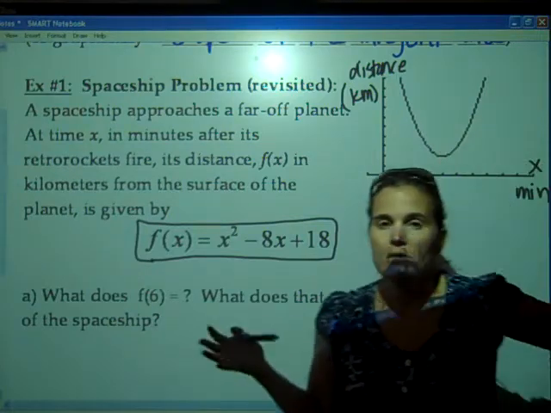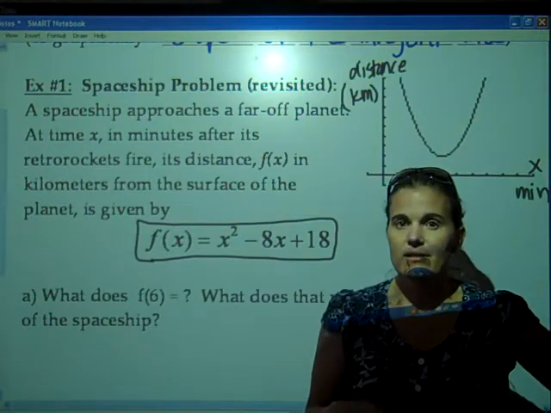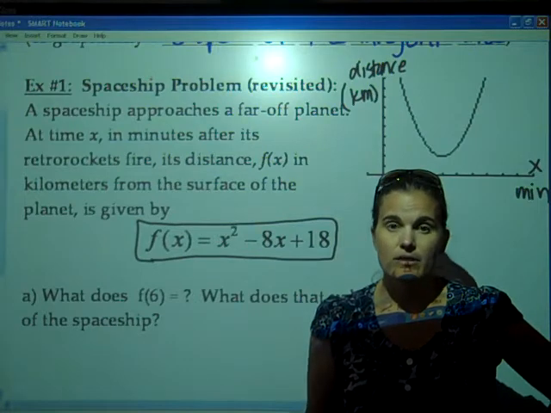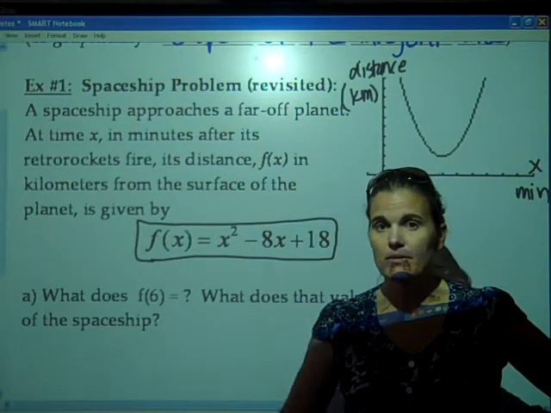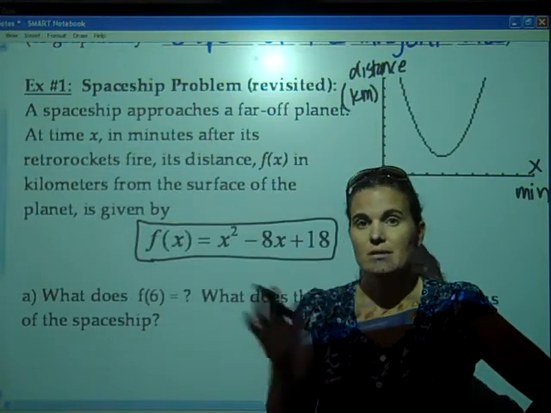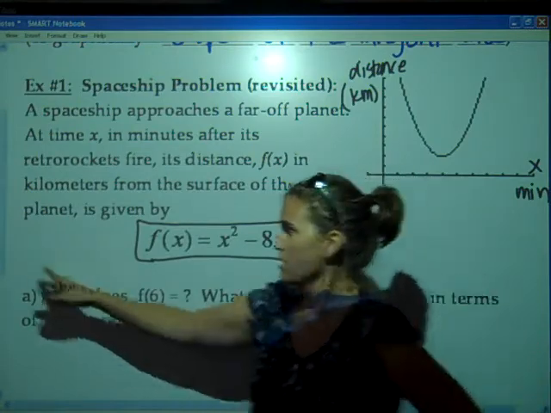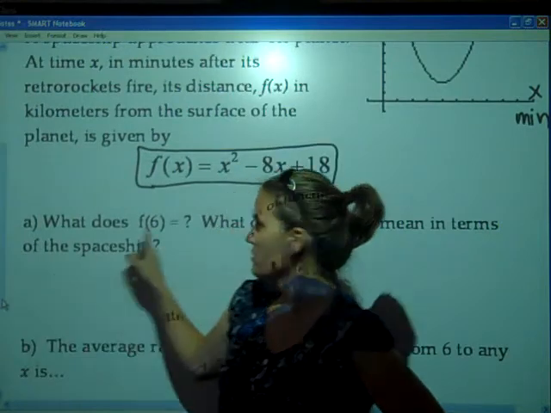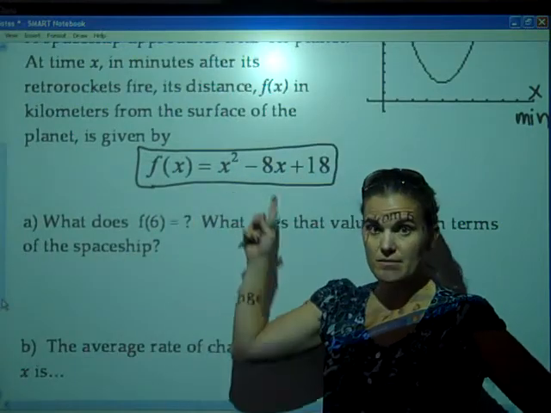When you did this in section 3.1, they asked you a whole bunch of questions about x equals 5, which was all about the derivative of this function f of x at x equals 5. We're going to do the exact same problem, but I'm going to take a different point. We're going to figure out the derivative at 6 of this function.